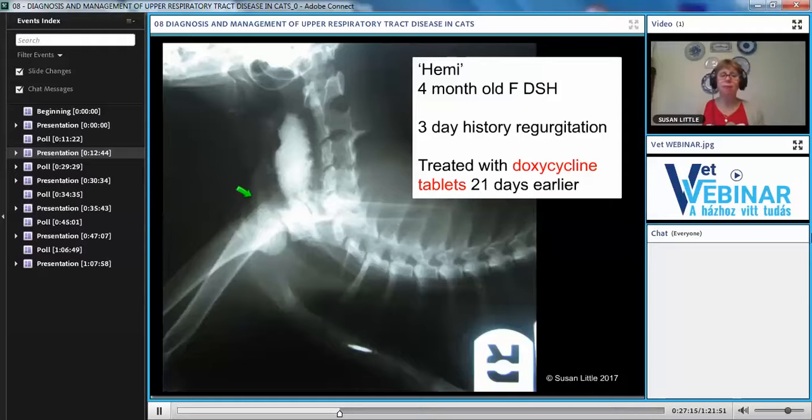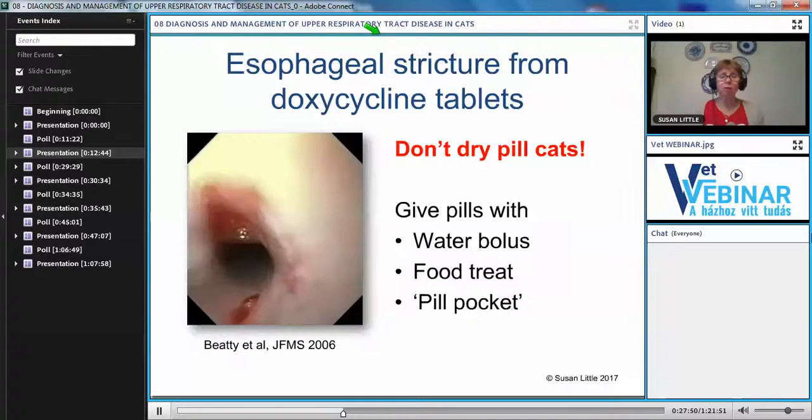So doxycycline given in tablet or capsule form, we have to be very careful with that because we can indeed see problems with the esophagus. The other drug that does that is clindamycin in capsule form. So doxycycline and clindamycin are the two that are notorious in cats. In people, there's a whole long list of drugs that do this. There might be more drugs in cats, but the two most notorious are doxycycline and clindamycin. So we have to be very careful with those two drugs that we don't cause an esophageal stricture.